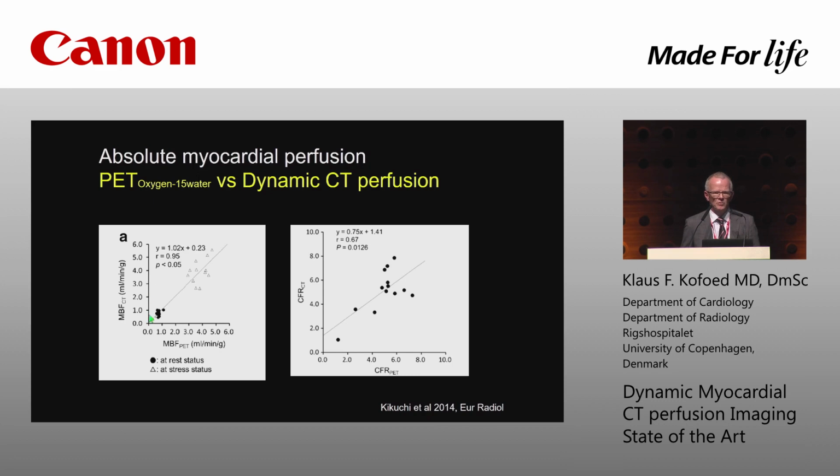And you do see some relation here. This is the PET and this is the CT. And these are absolute numbers and these are flow reserves. So from initial experience, it does look promising that you can do absolute numbers. Whether it clinically is helpful to have absolute numbers, we don't know yet, but it's just the starting point that it can be done with CT.